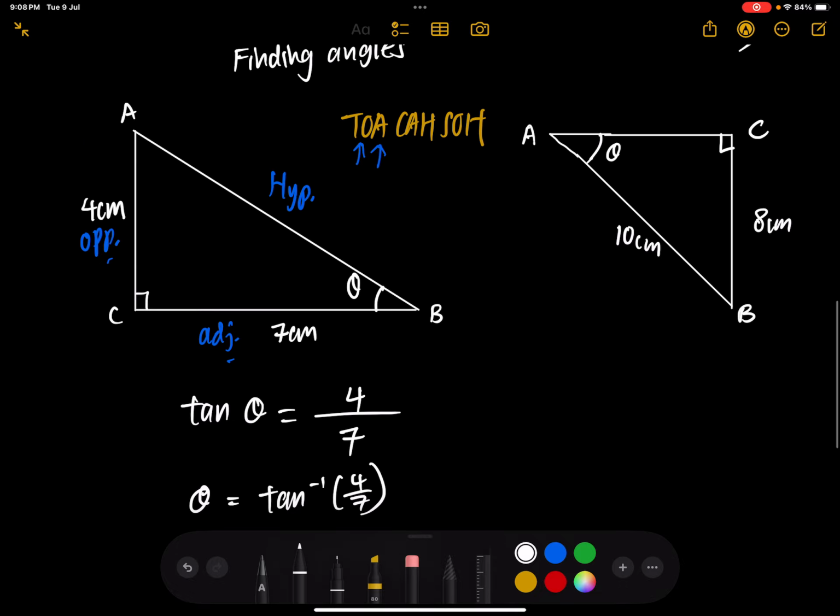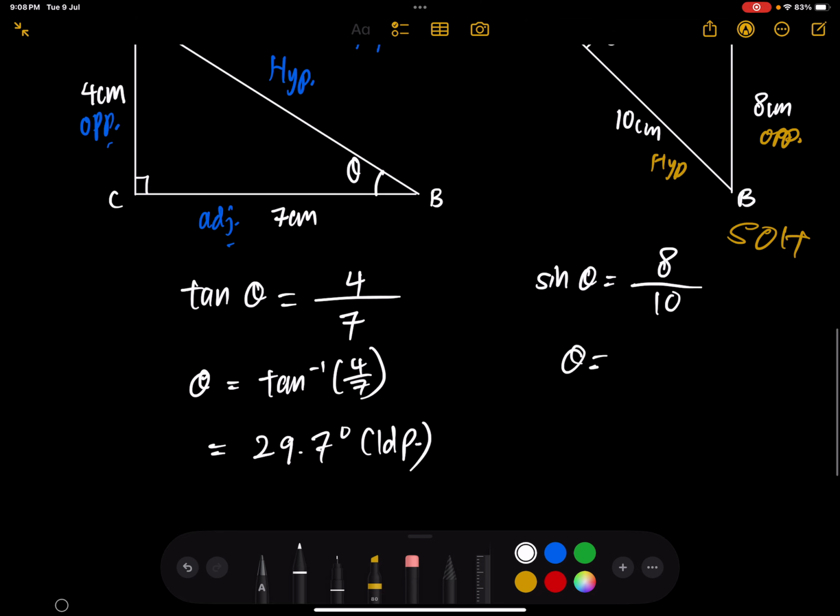Okay, let's try this one. Let's label together: hypotenuse, opposite, adjacent. Excellent. Now I am given opposite and hypotenuse. In SOHCAHTOA, which one completes it? So it's sine. Sine theta equals opposite over hypotenuse. Opposite is 8, hypotenuse is 10. Theta is just the inverse of it. That gives me 53.1 degrees to 1 dp.